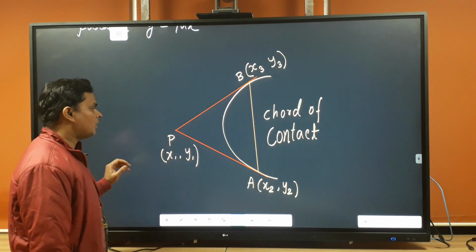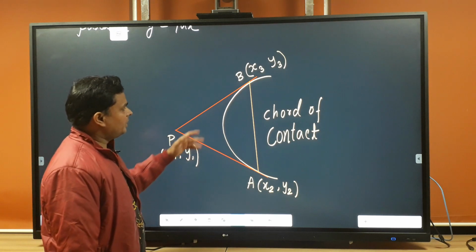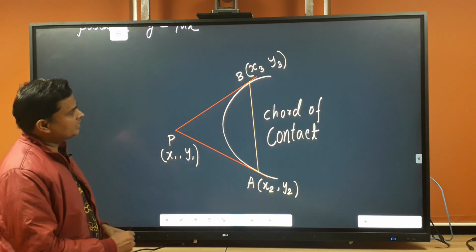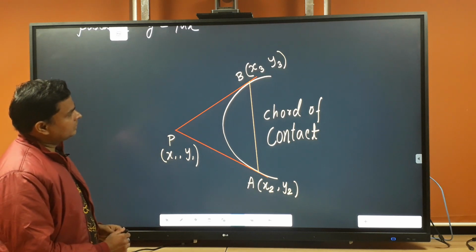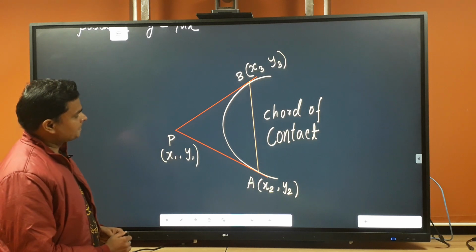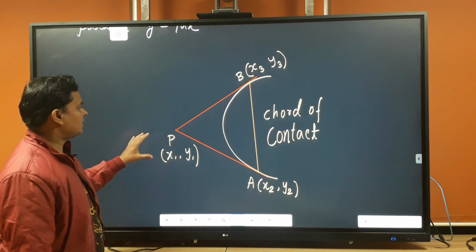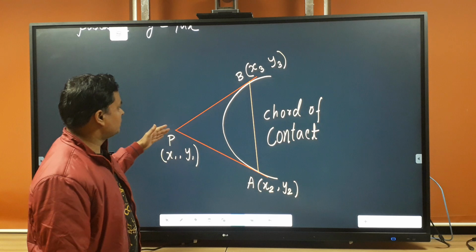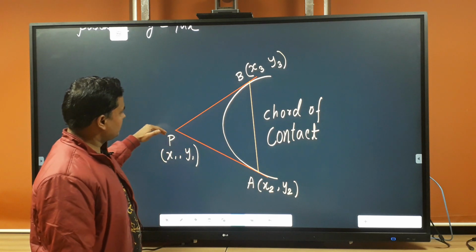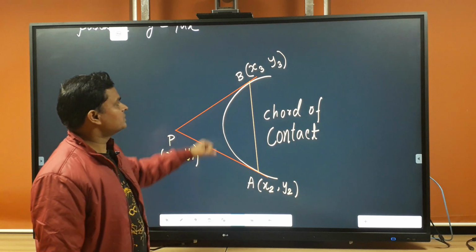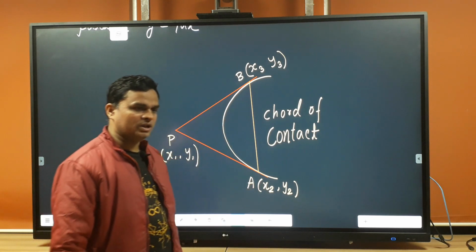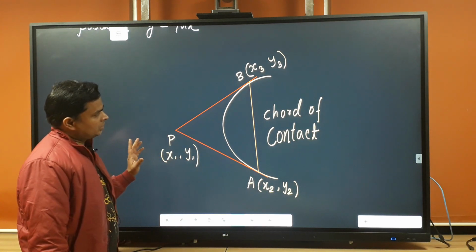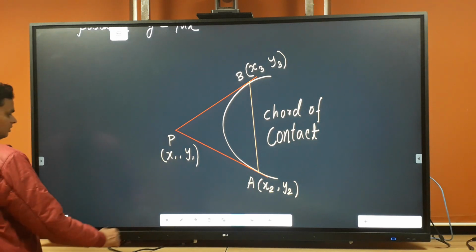To find the equation of AB, we need its slope. There are two points also given. Can we think of any way? One thing is that we know the equation of tangents to a parabola. If we find the equation of PB and the equation of PA, obviously x3 y3 and x2 y2 will lie on those tangents, and even x1 y1 will lie on both tangents. So let us first start doing it.